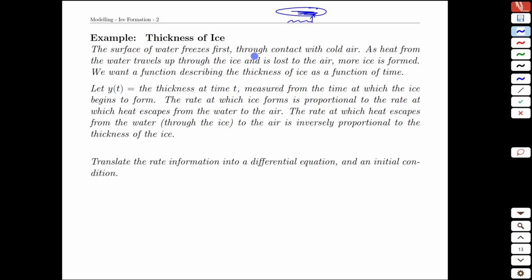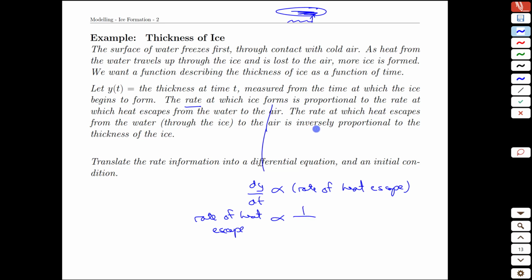We're going to capture the insulating property by noting that the rate at which the ice forms, well, that would be a classic dy/dt, is proportional to the rate at which heat escapes from the water. Okay, so that's proportional to the rate of heat escape. However, the rate at which heat escapes from the water through the ice is inversely proportional to the thickness of the ice. So the rate of heat escape is proportional to 1 over the thickness of the ice. Well, we can chain proportionalities, and we will end up with dy/dt equal to a constant times this rate, that is, a constant times 1 over y.